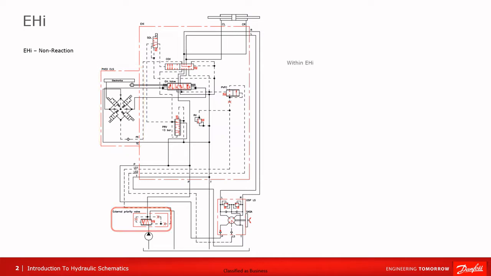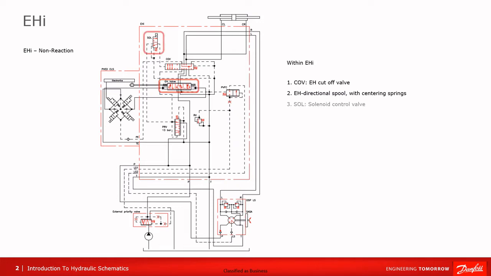Within EHI, we can see the EH cutoff valve, which acts as a switch to open and close the path for EH flow to the steering cylinder. The EH directional spool with centering springs controls the cylinder movement when actuating PVED-CLS. The springs keep the spool in the center when the PVE is in neutral or shut off.